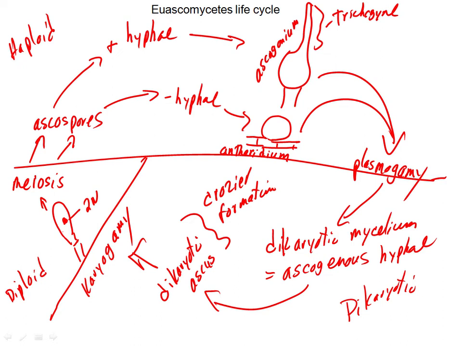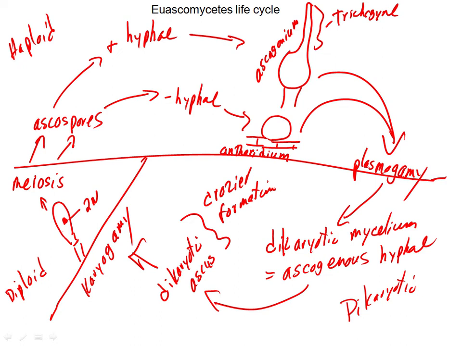And then you go from the dikaryotic ascus into the diploid ascus. Yep. Okay. So the dikaryotic ascus is where karyogamy takes place, and so we get our diploid ascus out of that. Doesn't change in form very much. The ascus is increasing in size, but there's not huge changes of form.